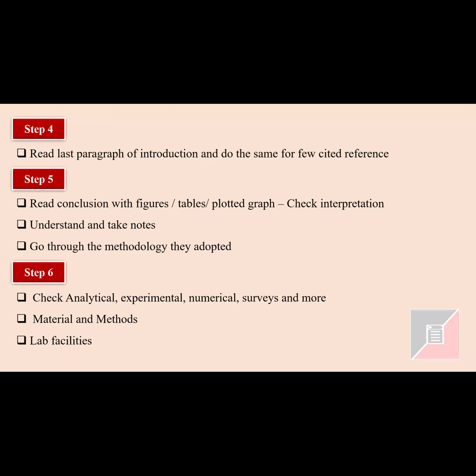Step 6 will be to check whether they have done analytical, experimental, or numerical work, whatever type of research work they have done, so that you'll come to know, okay, they have done this area of research work, this is what the research work is. The materials and methods are very important; in some journals, you will find it.